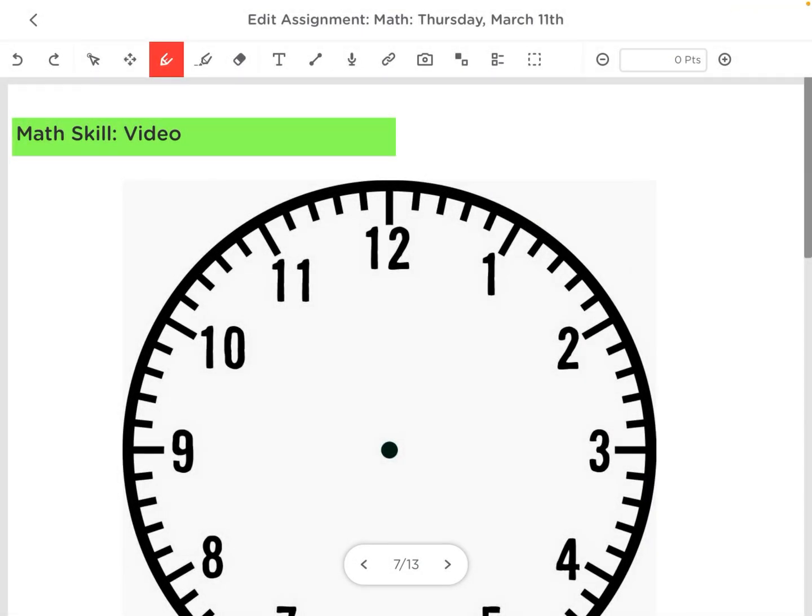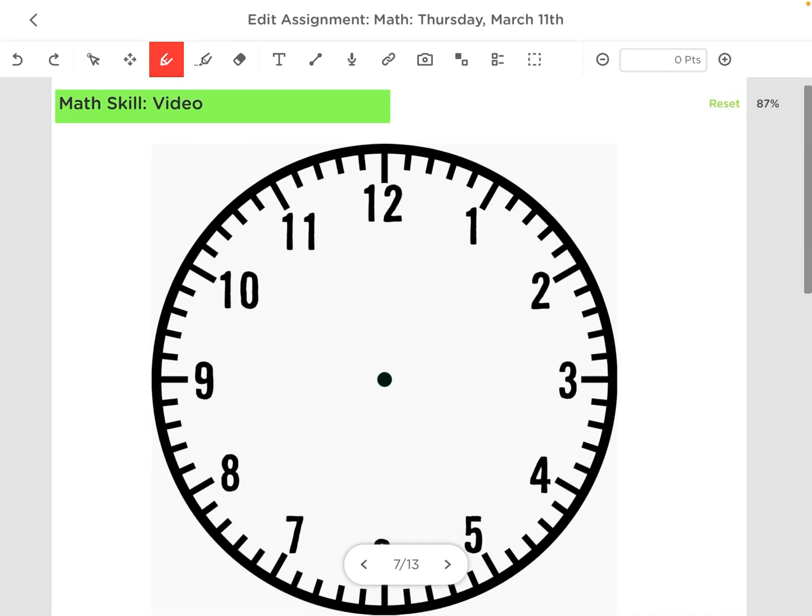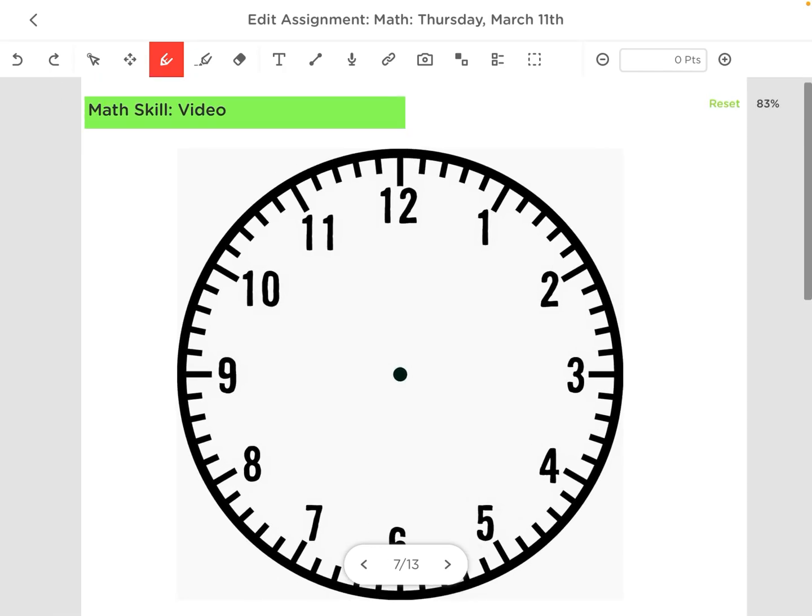Hello, third grade, and welcome to our practice for today. We are going to be practicing labeling a clock. Now, we did a little exercise on Tuesday or Wednesday and looked at a couple of times. Today, we're going to look at what each time means.